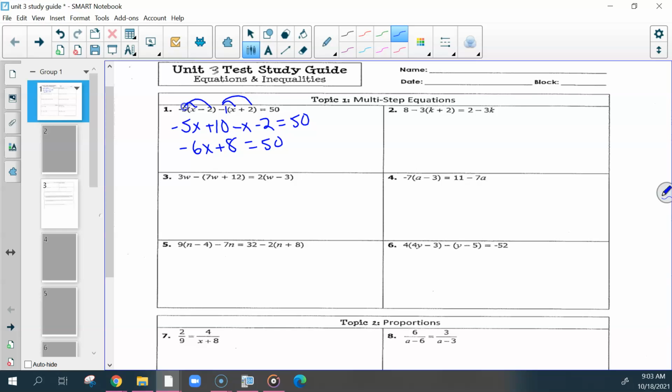In this case, none of my variables canceled each other out. I only have one variable on one side, so this is going to give me one solution, x equals some number. Keep solving this: subtract 8 and divide by negative 6. x would equal negative 7.